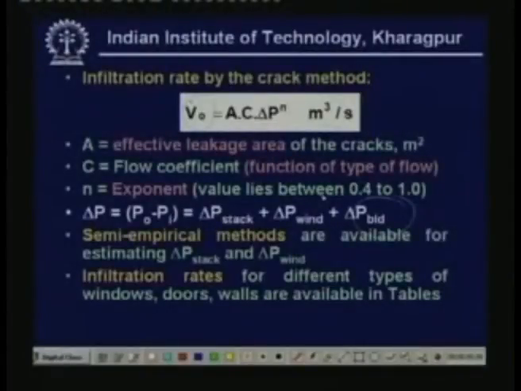Once you know the pressure difference and the type of flow, then you can calculate the infiltration rate. Of course, you also have to know the area of the crack, which is again difficult. So what is done in practice is that for different types of windows, doors, buildings, etc., the infiltration rates have been measured as a function of temperature difference, as a function of the wind velocity, etc., and they are available in the form of tables. Knowing the outdoor and indoor temperatures and the wind velocity, one can estimate the infiltration rate depending upon the type of the window. That is generally done while estimating infiltration rates.